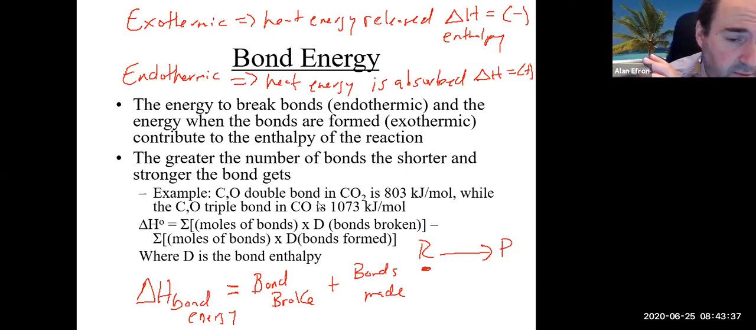So on the reactant side, we're breaking all those bonds. On the product side, we're making all those bonds. And you just add up the total amount of energy to do both of those processes. That will give you the delta H for the reaction based on what's known as bond energy or bond enthalpy.